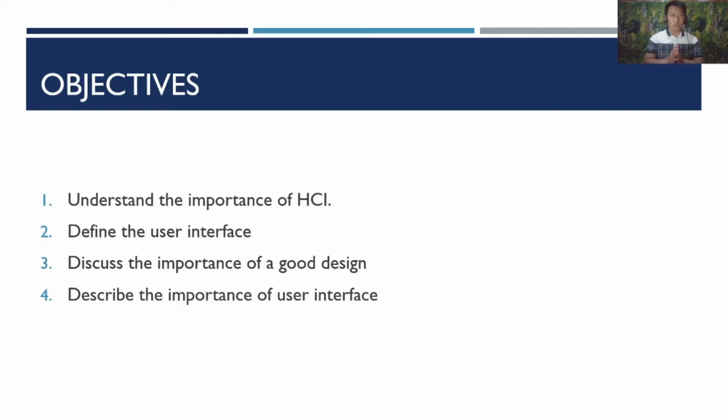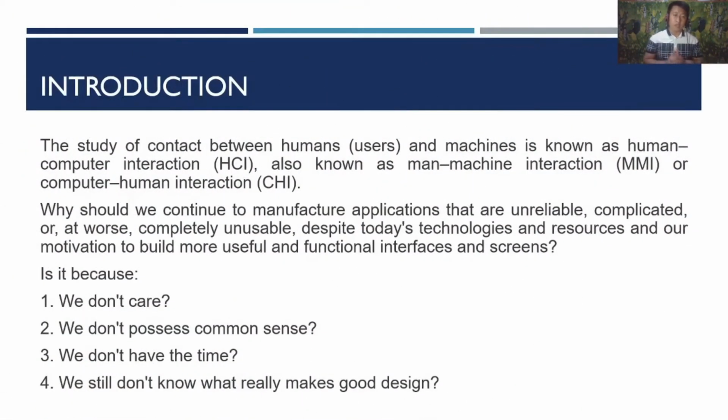To proceed, let us go to our introduction. The study between humans or users and machines is known as human-computer interaction, also known as man-machine interaction or MMI, or computer-human interaction or CHI. So from these words, when the user interacts with the machine, that is what we call human-computer interaction.